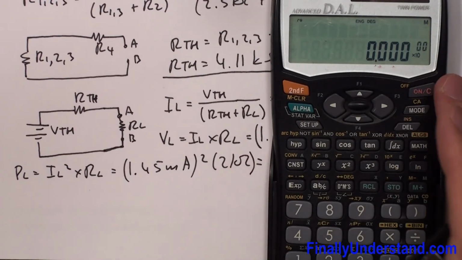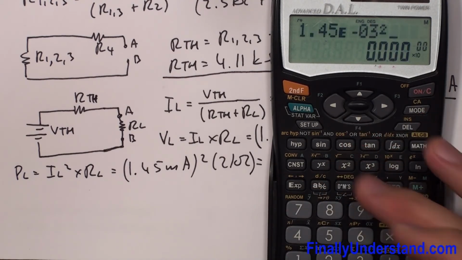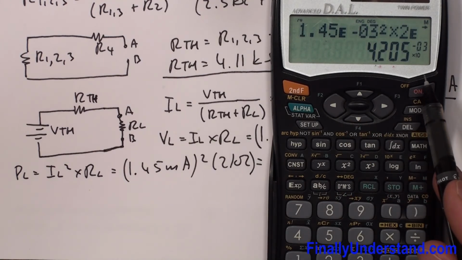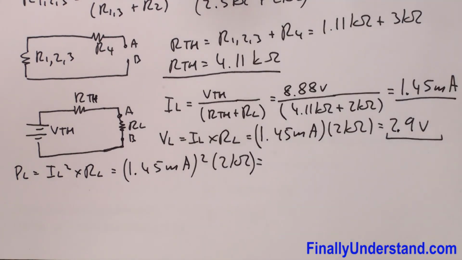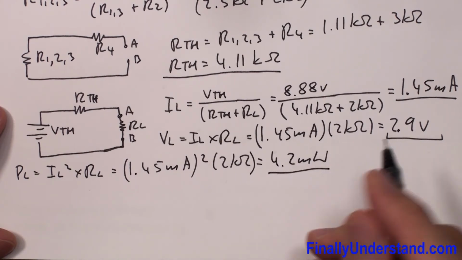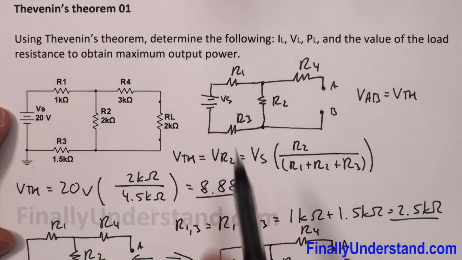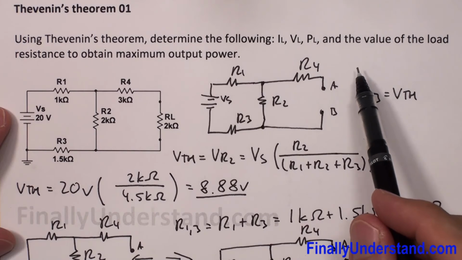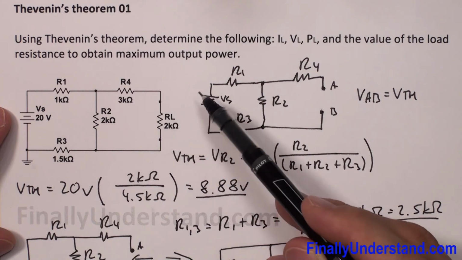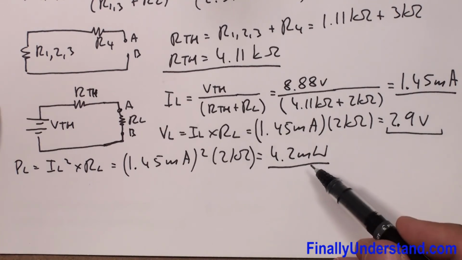Let me use the calculator. So I have 1.45 exponent negative 3 to the second power times 2 exponent 3. This is equal to 4.2 milliwatts. Okay, so this is the power at the resistor RL. The problem is asking me to find the value of the resistance RL in order to get maximum power at the output, because probably this one is not the maximum.